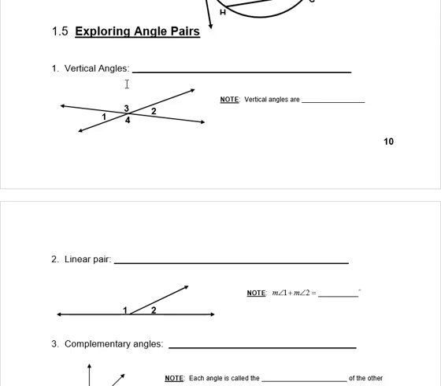Okay, so for this lesson 1.5, we're going to be exploring angle pairs. So let me get out my pen. All right, so vertical angles, we're going to start with that.